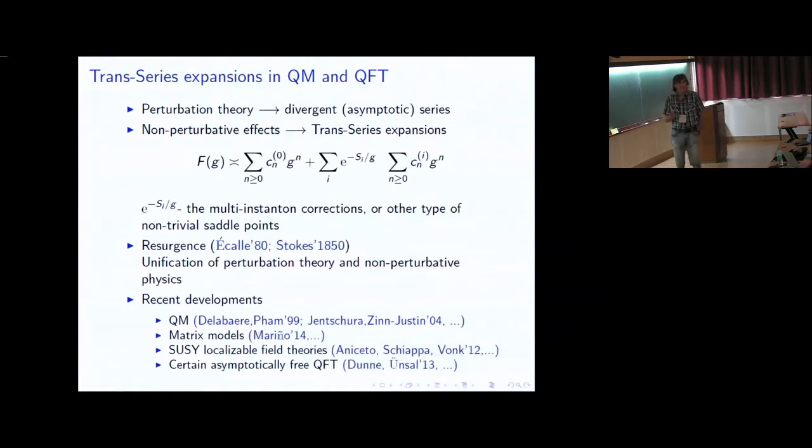So, Euclidean solutions of the classical equations of motion. Sometimes they are the result of other types of non-trivial saddle points. But anyway, that is more or less the formal structure. It's not the most general, but it's sufficient for us. The mathematical theory of such formal expansions has attracted attention since the 19th century, and there was great development in the 80s. Now it's called resurgence. For physicists, it more or less means the unification of perturbative and non-perturbative physics.